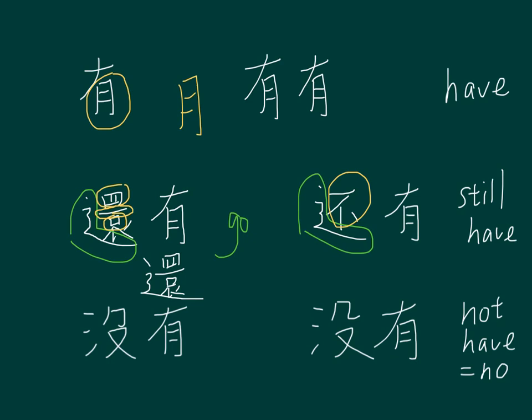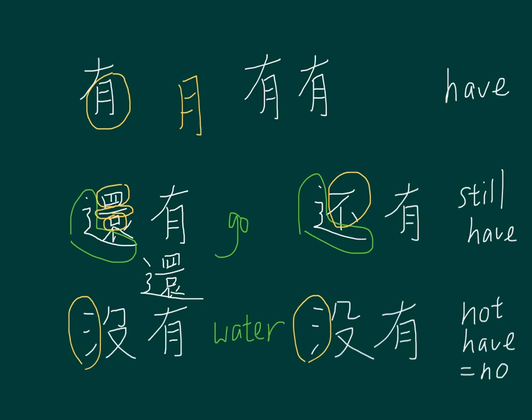Last phrase, 没有. You probably saw something very familiar. There are always three dots on the left side, and you probably saw it somewhere. Right. So what do these three dots mean? They're a very important radical. In Mandarin Chinese, they mean water.